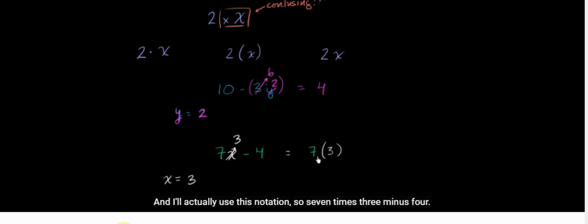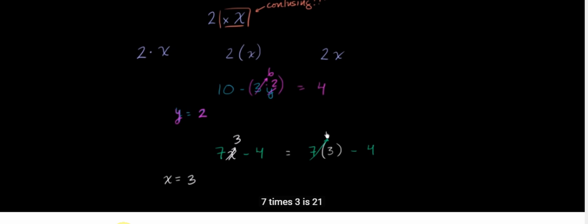Let's do another one. Let's say that we had, I don't know, 7x minus 4, and we want to evaluate that when x is equal to 3. When we see the x, we want to put a 3 there. So this is the same thing as 7 times 3 minus 4. I'll actually use this notation because I can use that with numbers. Once again, multiplication takes precedence by order of operations over addition or subtraction. So we want to do the multiplying first. 7 times 3 is 21. 21 minus 4 is equal to 17.